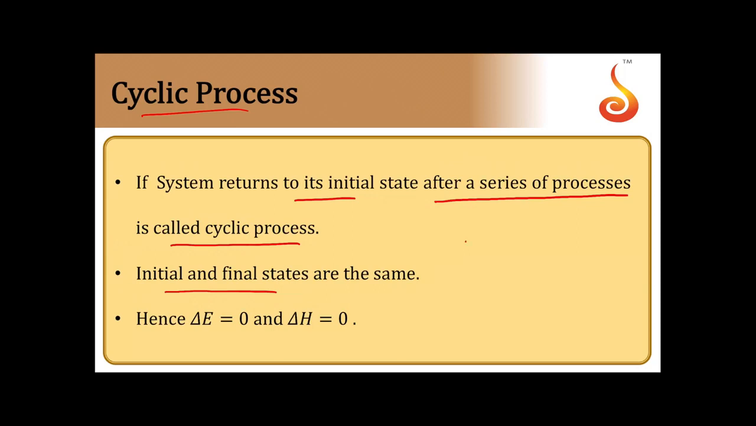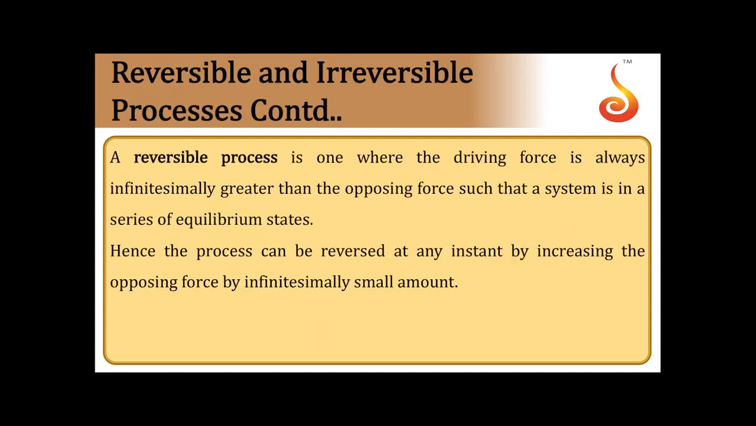Say for example, a system is changing from A to B, again from B to C, and if C is moving back to A, then that is A to B, B to C, C to A, and it is said to be a cyclic process. So initial and final states became equal to A here. So in a cyclic process, initial and final states are the same. So therefore the change in state functions will be 0. Hence delta E, delta H are equal to 0 because initial and final states are the same in a cyclic process.